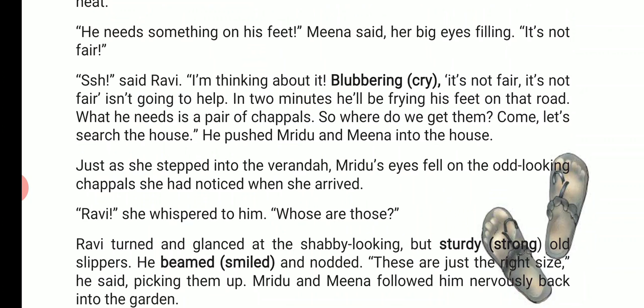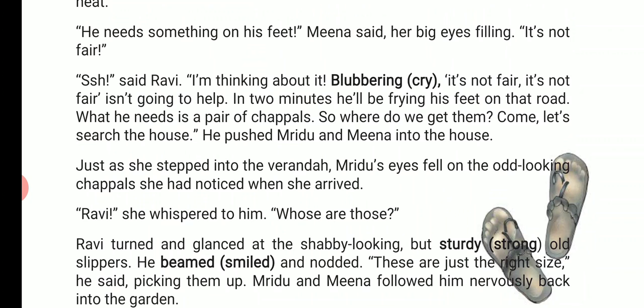Ravi, she whispered to him, whose are those? Now Mridu is asking, whose chappal is that? Ravi turned a glance at the shabby looking but sturdy odd slipper. So that chappal's look was very shabby, very odd, not in a good condition, but it was strong. He beamed and nodded. These are just the right size. So Ravi is saying that this chappal is right for that beggar because the size was also big, he said.